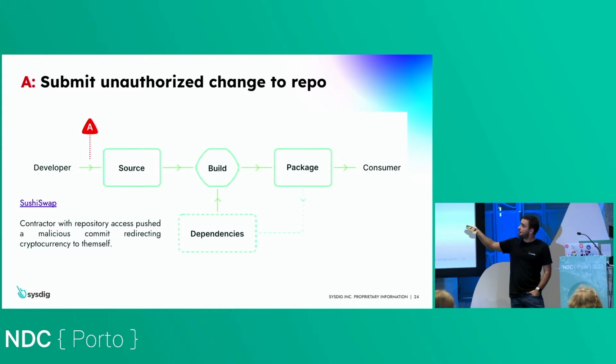So one thing we could have is to submit an unauthorized change to a repository, right? A developer finishes writing code and sends that code to the repository. What happened, for example, with SushiSwap, is that a contractor with repository access actually pushed a malicious commit and started doing crypto mining and getting all the money to himself, right? So what is the problem here? Someone is pushing code that was probably not reviewed.